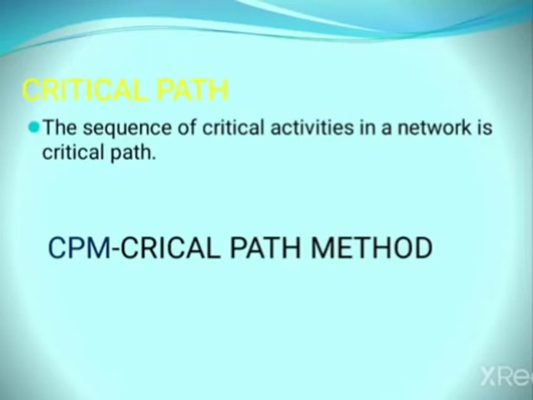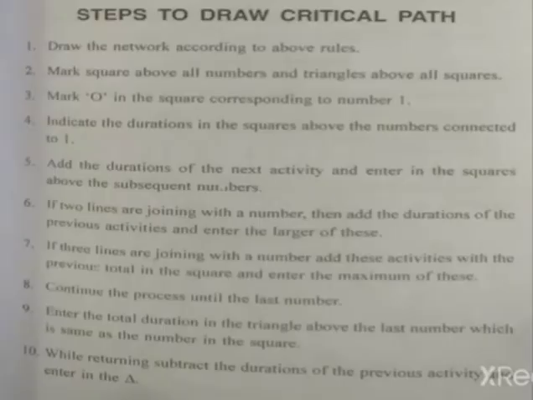The critical path definition: the sequence of critical activities in a network is the critical path. So among the activities given, some are critical activities. The sequence of those critical activities in a network is called a critical path. CPM expansion is critical path method. This belongs to a 2-mark question.